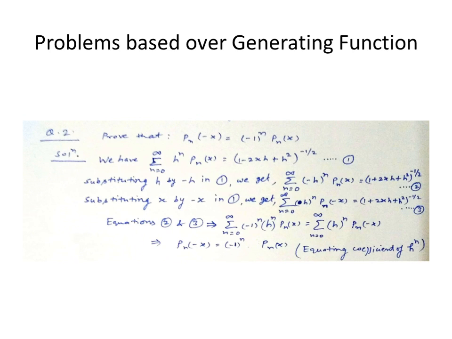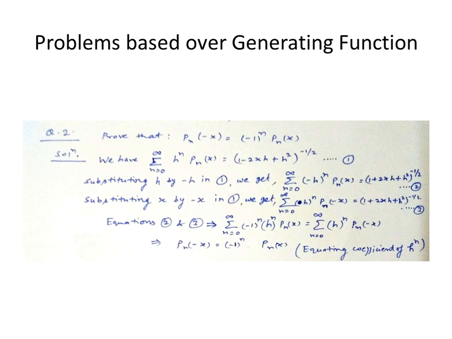Question number 2, where we have to prove Pn(minus x) equals (minus 1) power n Pn(x). It's an interesting one where we again start the solution with the mathematical expression of the generating function, say as equation number 1. Now we substitute h by minus h in equation number 1, hence we get equation number 2 as shown there, and we substitute x by minus x in the same equation number 1, and hence we get equation number 3 as shown there.